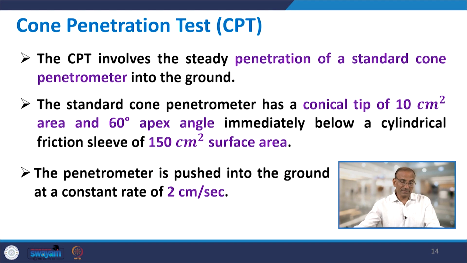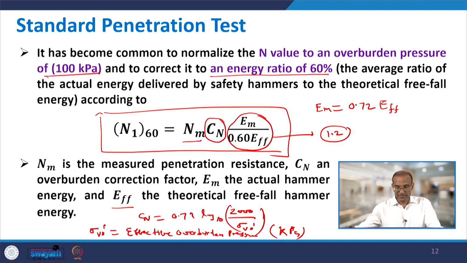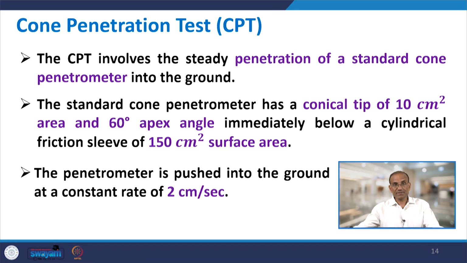What you have in the second test, once we are done with this, you use CN and then these corrections, and then you find the N160 value. Now coming to the CPT, which is called the cone penetration test. The CPT involves the steady penetration of a standard cone penetrometer into the ground, and this standard cone penetrometer has a conical tip of 10 centimeter square area and 60-degree apex angle immediately below a cylindrical friction sleeve of 150 centimeter square surface area.